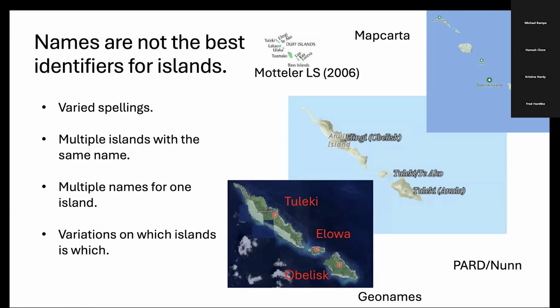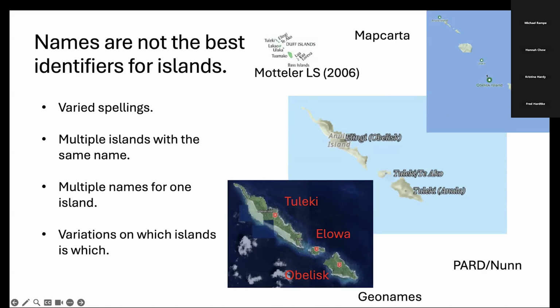Many islands have different names, and sometimes this is just varied spelling. Sometimes you get multiple islands with the same name, even within the same country, which is very confusing. You can have multiple names for one island, often an English name and a local name. But even more annoying is that sometimes you get variations within an island group on which island is which. For example, the Duff Islands in the Solomon Islands: there's this group here and no one can quite decide which is Obelisk Island.